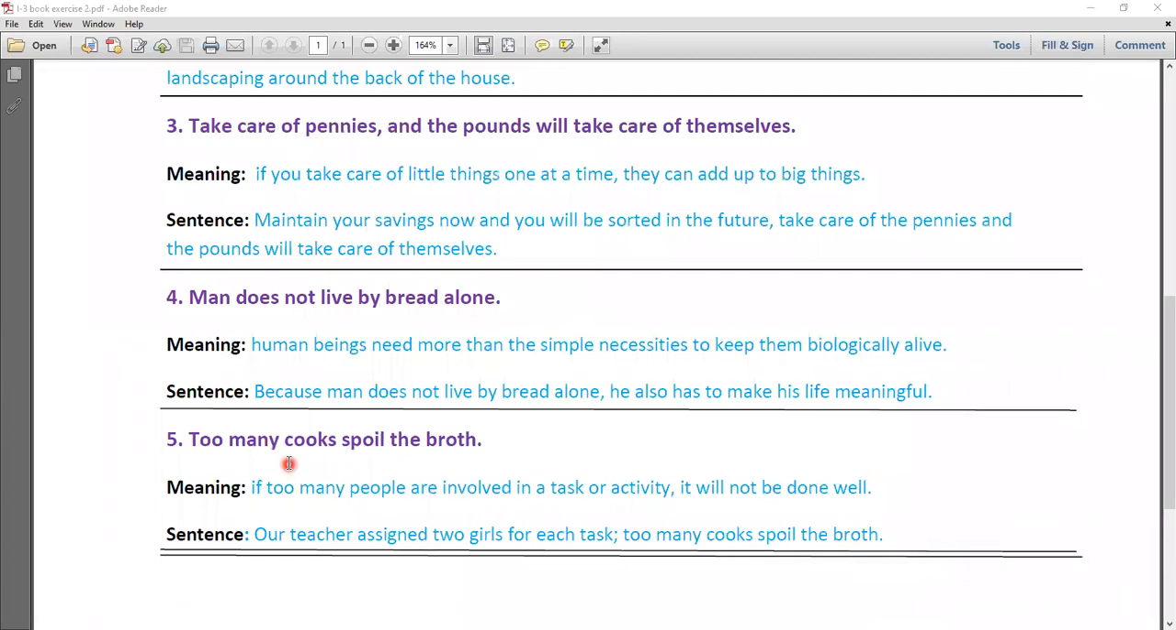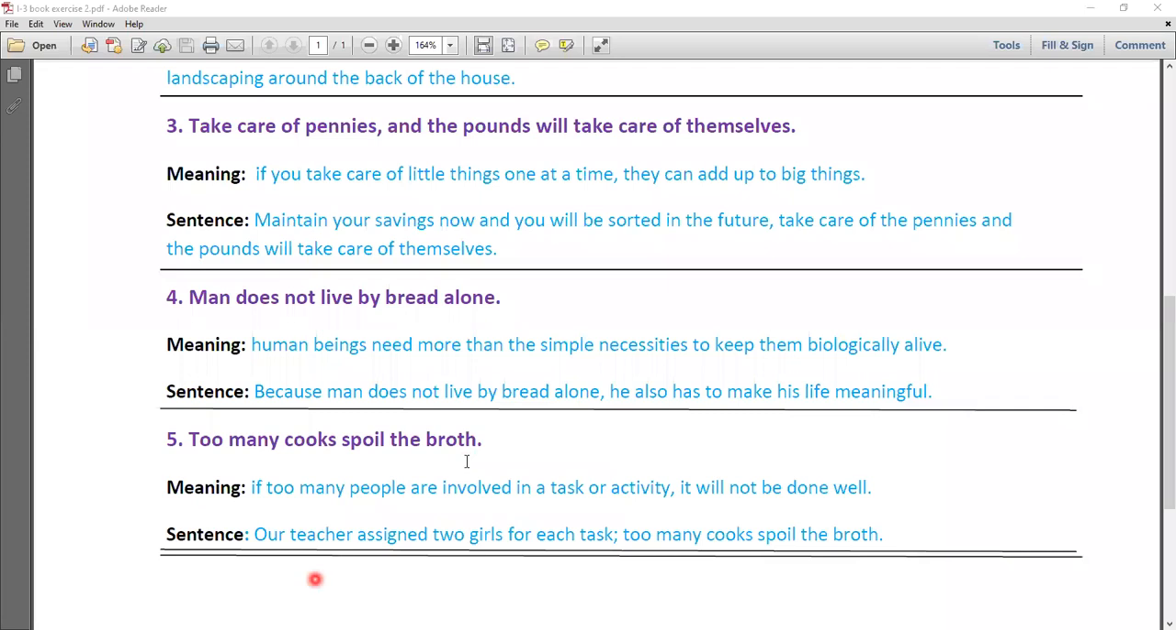So here the meaning is, if too many people are involved in a task or activity, it will not be done well. जैसे आपको पता है सबके माइंड अलग अलग होते हैं. Okay, so this proverb is saying that if too many people are involved in a task or activity, अगर एक ही टास्क में हम बहुत सारे लोगों का इन्वॉल्वमेंट डाल देंगे तो the task will not be done well. Task अच्छे से नहीं होगा. That is the meaning of too many cooks spoil the broth.